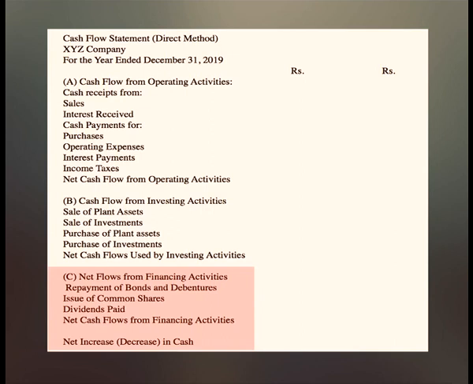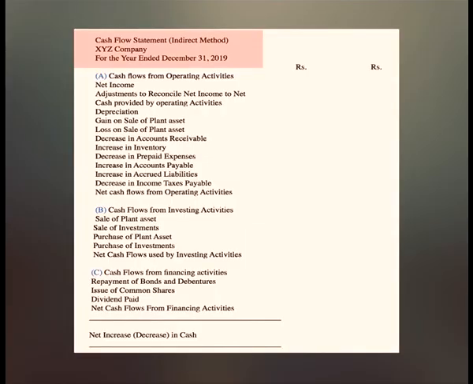The third one is net flows from financing activities, which includes repayment of bonds and debentures, issue of common shares, dividends paid, net cash flows from financing activities. This will give us net increase or decrease in cash. Now we'll have a look at the cash flow statement as per indirect method for a company XYZ Limited for the year ending 31st December 2019.